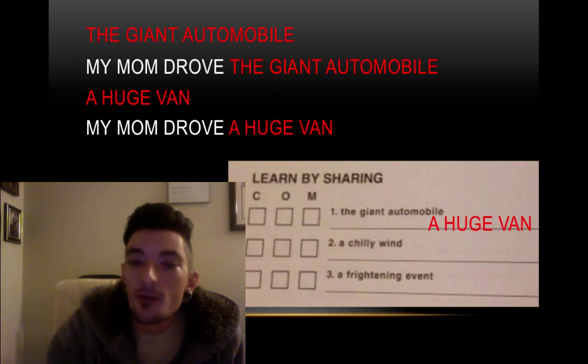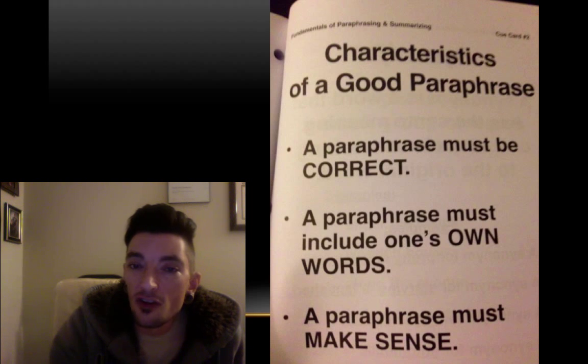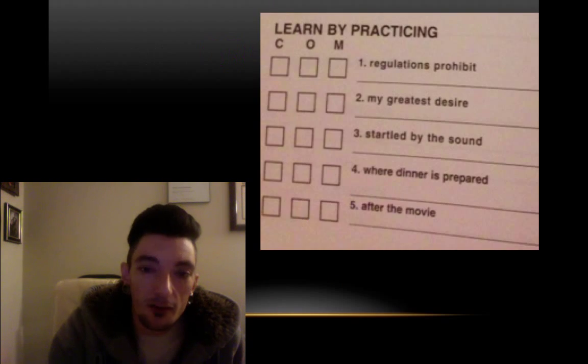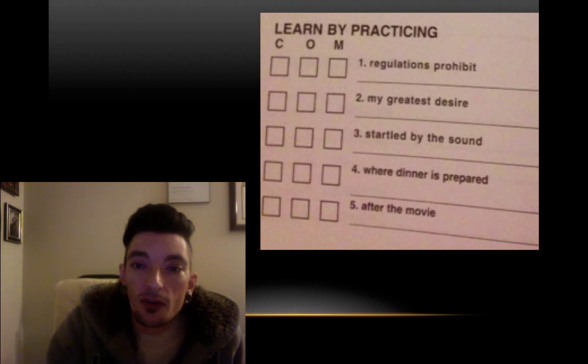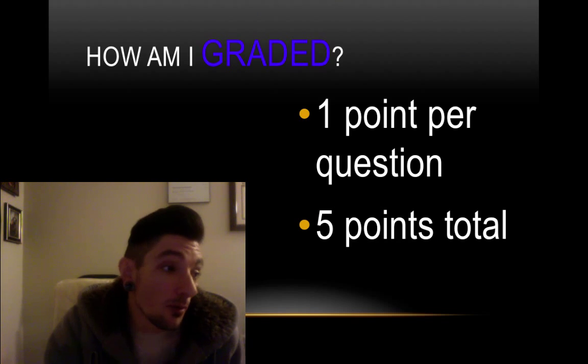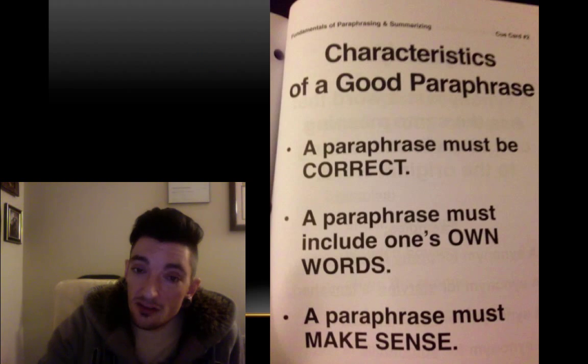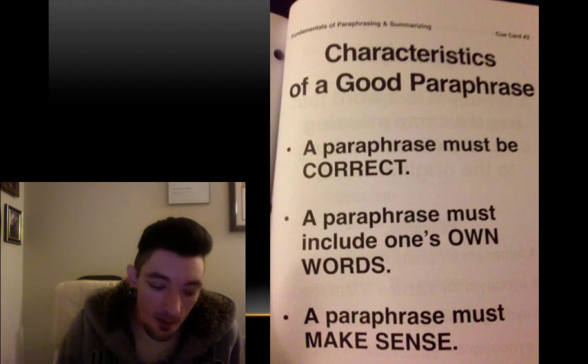So we would do the same thing for a chilly wind and a frightening event. If you get stuck, that's okay to look back. I'm going to leave this up as you guys are doing your own, so you know the criteria, what these boxes mean here. So here is yours, the learn by practicing. How am I going to be graded? Well, you get 1 point for each. I'd like for you guys to do your best and use this. Make sure that it's correct, in your own words, and makes sense.